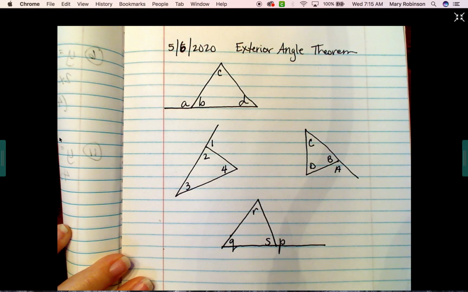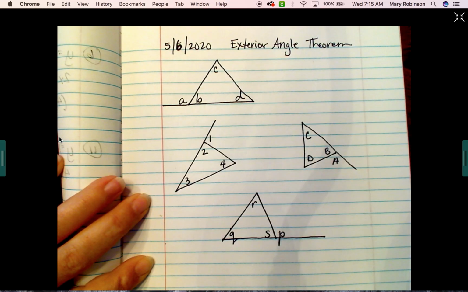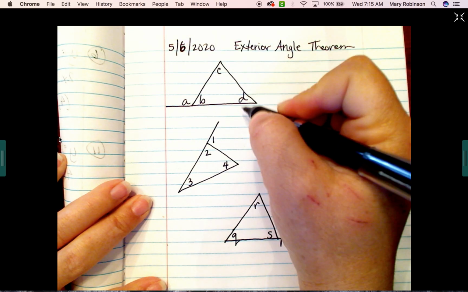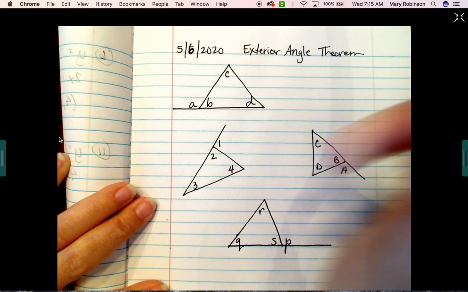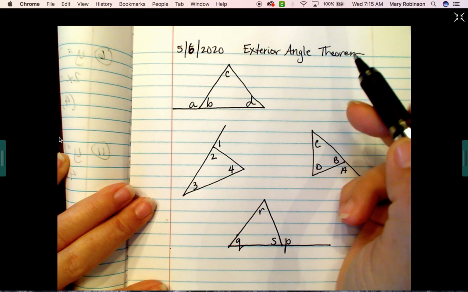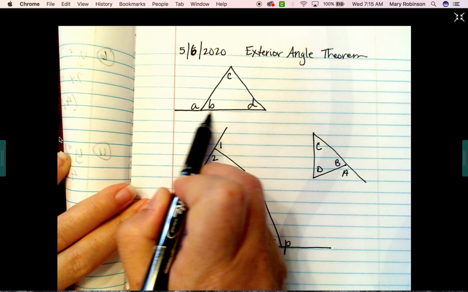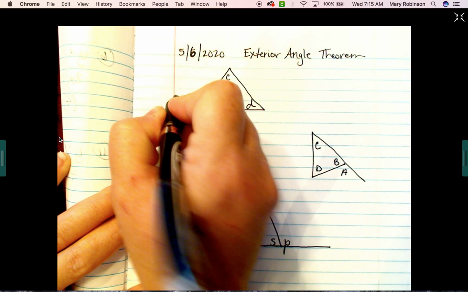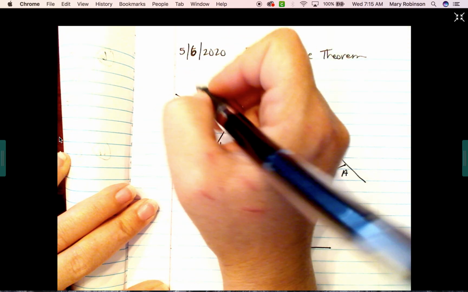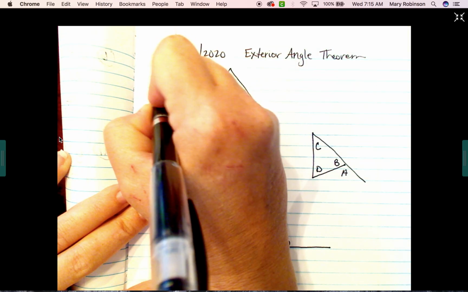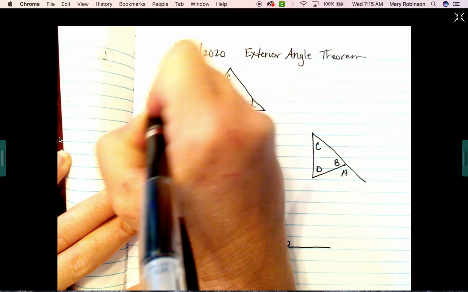We already studied the Triangle Sum Theorem yesterday, which says that the measures of all the angles in a triangle add up to 180. Today, some new vocabulary is that when given a triangle, if one side is extended, this angle out here on the outside, or exterior, is called the exterior angle.